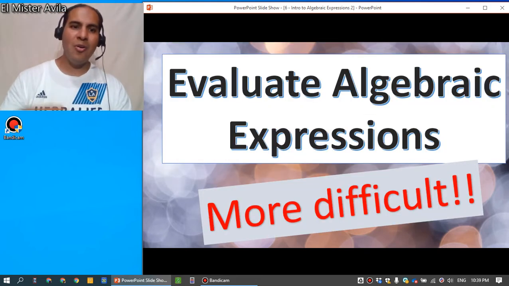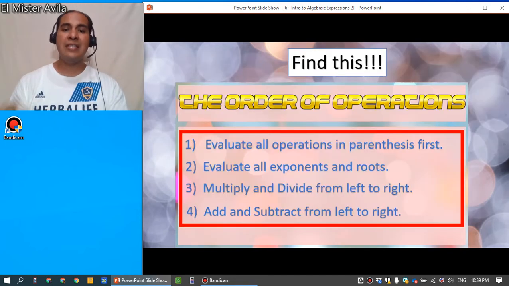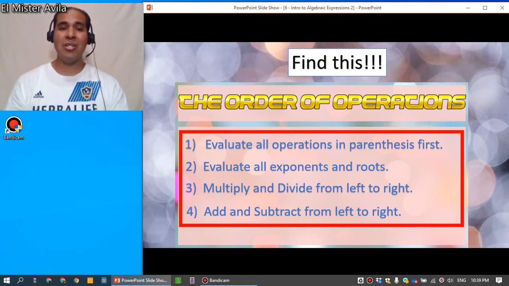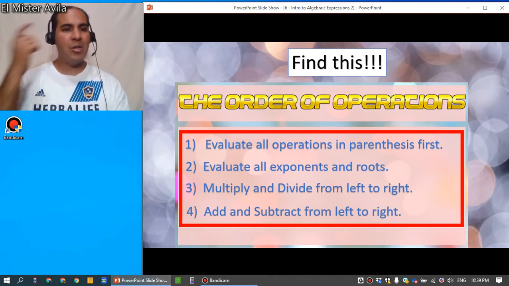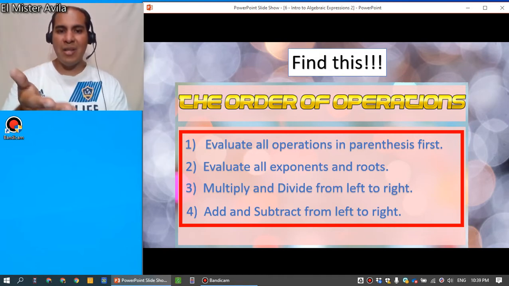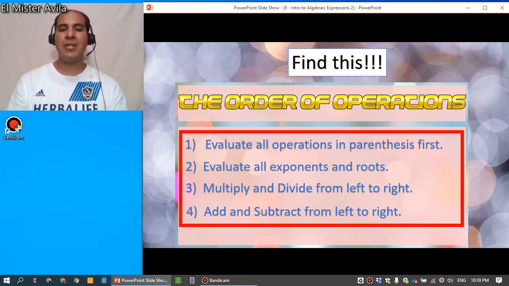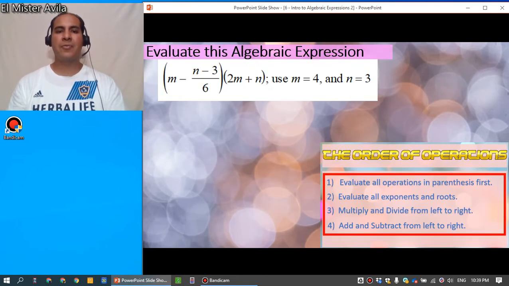Today's lesson, we're going to go into some algebraic expressions that are a little bit more difficult because we're going to need to use all 4 steps of the order of operations. And we covered those in the first few videos of these pre-algebra lessons, and hopefully you have all of these memorized. Step 1, evaluate all operations in parentheses first. Step 2, evaluate all exponents and roots. Step 3, multiply and divide from left to right. And step 4, add and subtract from left to right.